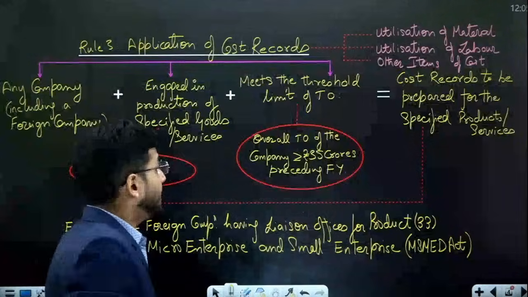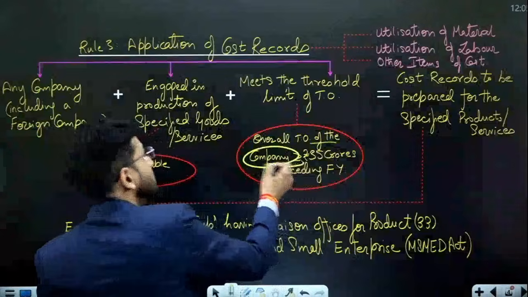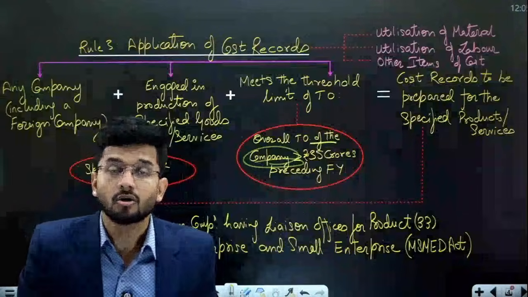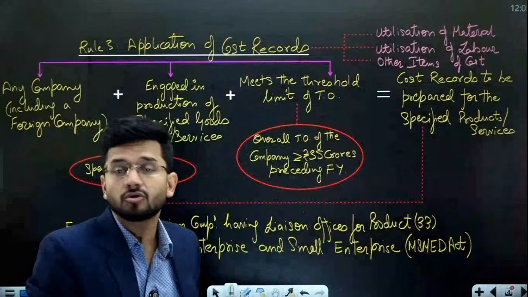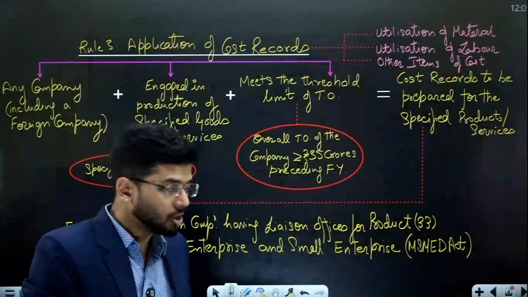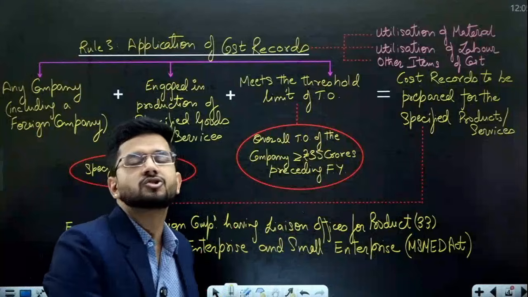Sir, it is saying aggregate turnover of the entire company, which means the products which are not included in the cost audit and cost records, even their turnover is to be added? Yes, their turnover is also to be added. Products which are not covered under cost records and cost audit, even their turnover is to be added.